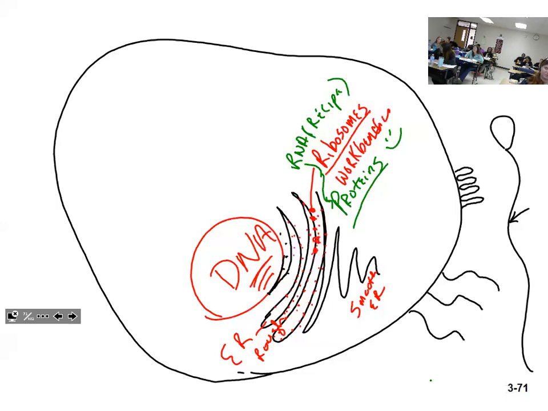So these are where proteins are being made. Ribosomes are workbenches where protein is made. And where did the recipe come from? Which came from where? Are you good? All right. Why does this look smooth, and what function could that have?